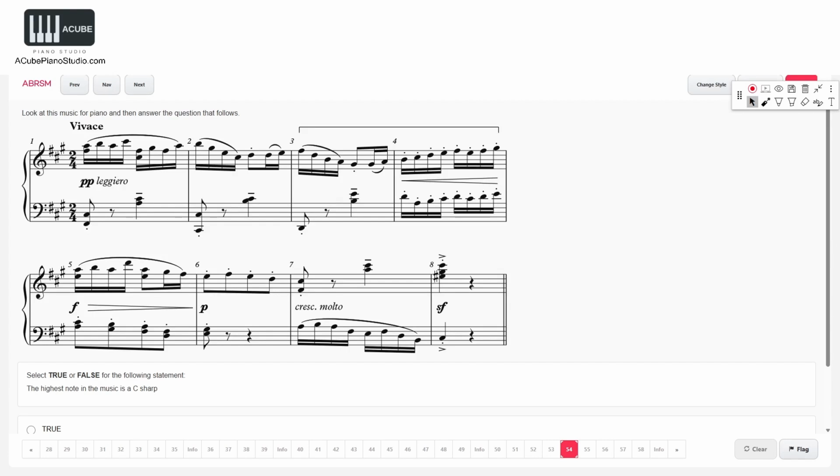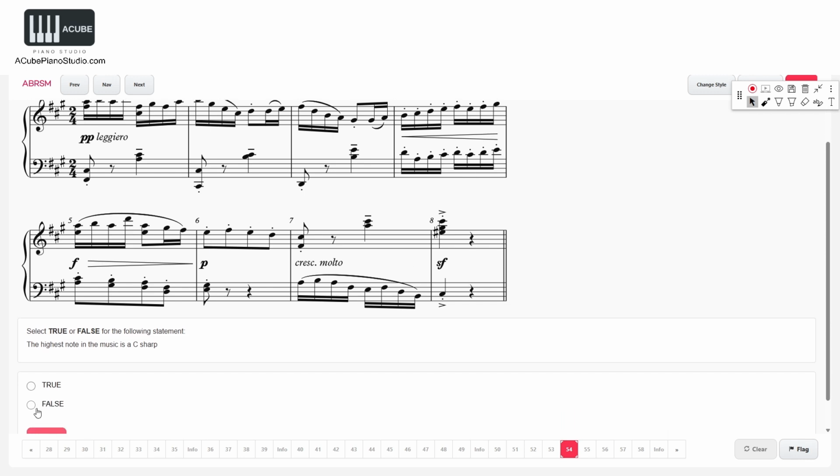So let's take a look at this question here. We are asked whether the highest note in the music is a C sharp. So we have a C sharp here. Let's check whether there is a note higher than this one here. Why C sharp here? Because there's a sharp here, based on the key signature. So it's C sharp. Let's see anything higher than C sharp. No, not on the first line. In the second line, I find this note D. D is higher than C sharp. Okay, and because of this note here, this will be false.